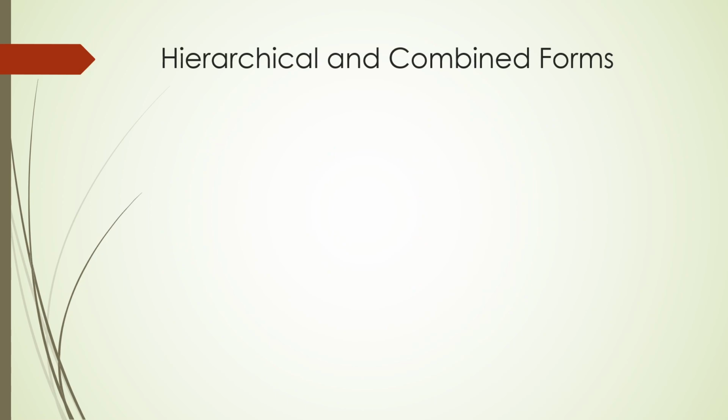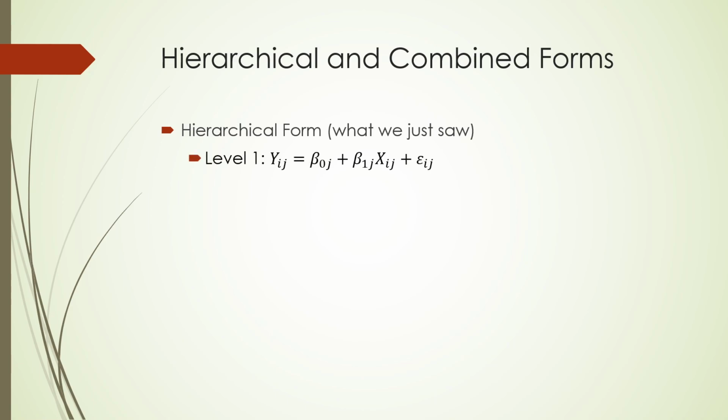Now, I mentioned earlier that there are two different forms that we can use, the hierarchical and combined form. We've been talking through the hierarchical form, and again, when appropriate, I find it to be much easier to interpret and understand what's going on. We had the level 1 component, which is just what we saw earlier, not color-coded, and the level 2 series of equations.